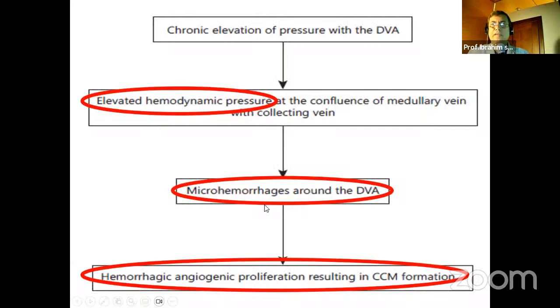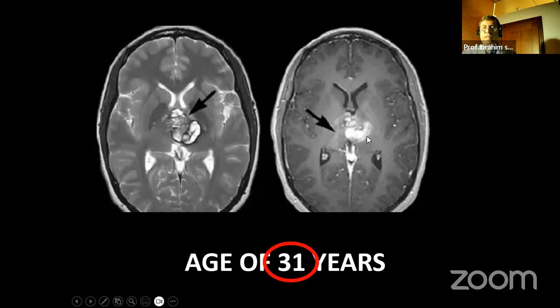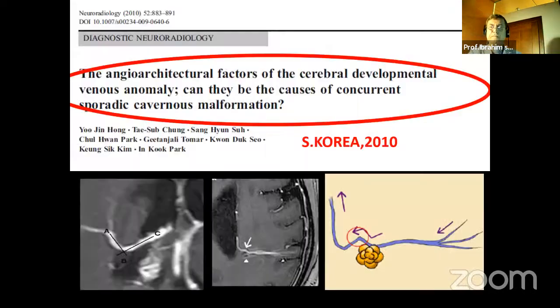So the theory is that the DVA is there. It causes elevated pressure, causes microhemorrhages, and it can cause the cavernous malformation to develop. Is this true? Yes. A patient, 23 years of age, and what he has is just the DVA. Followed him up. At the age of 31, he developed a cavernoma. Age of 31 is not congenital. It is acquired. So stop thinking of cavernomas as just congenital.